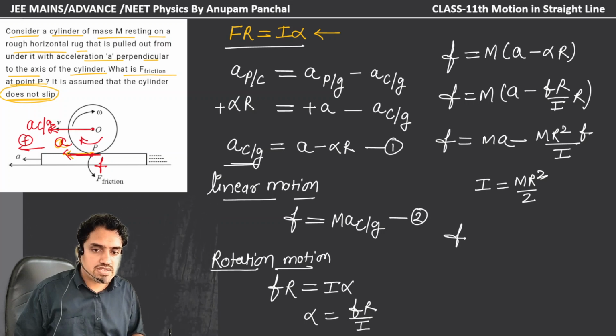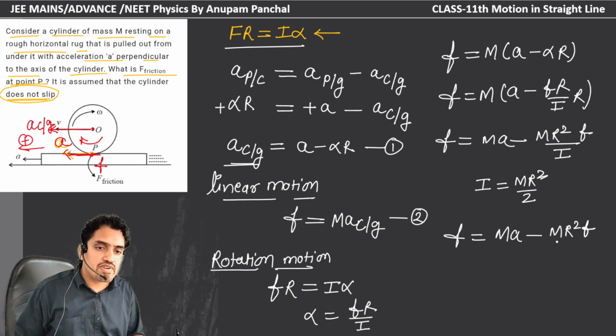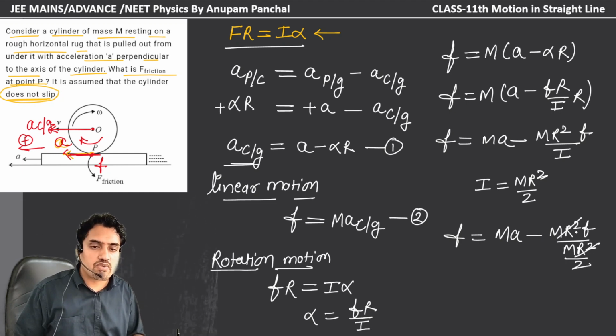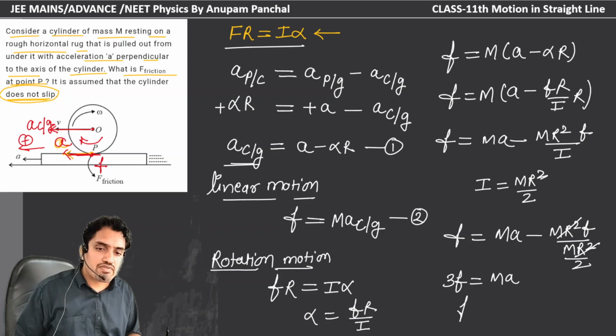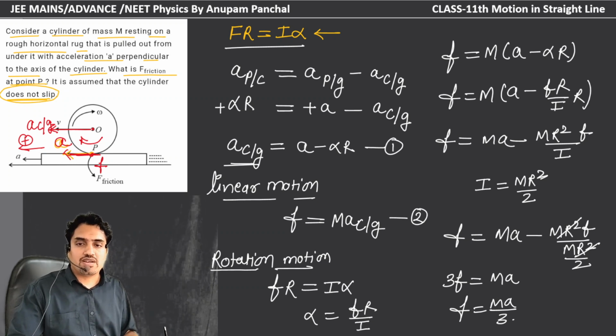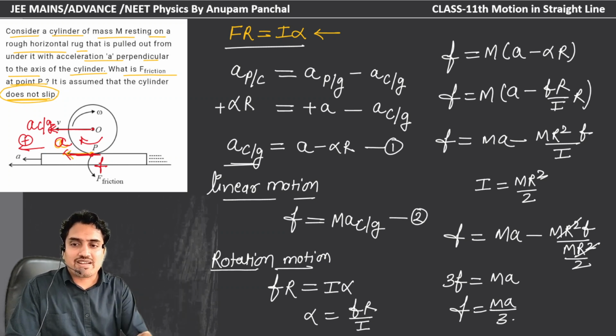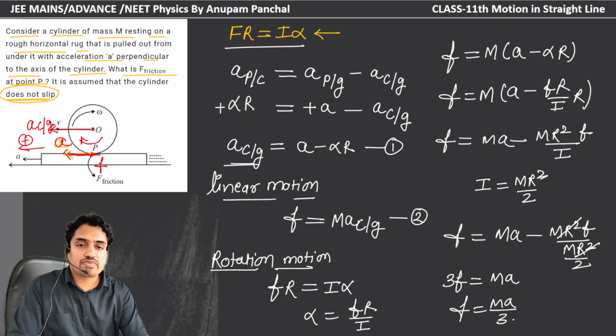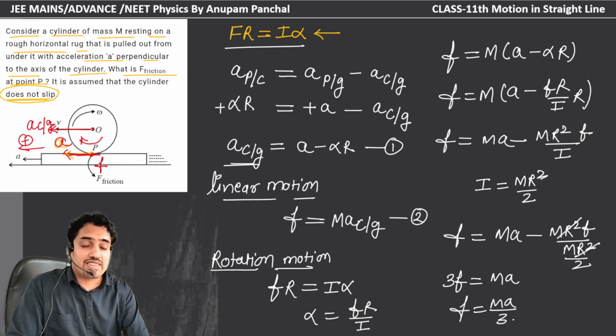If we now place the value of I, we get m into a minus mr square into F divided by mr square by 2. So mr square will cancel out, and it will become 3F equal to m into a, capital M we have to use. So F will become Ma divided by 3. This question definitely clears our concept of rotational motion as well as relative acceleration.